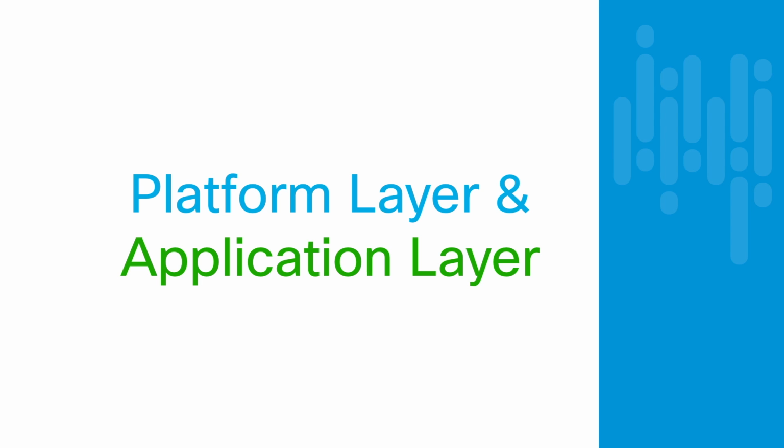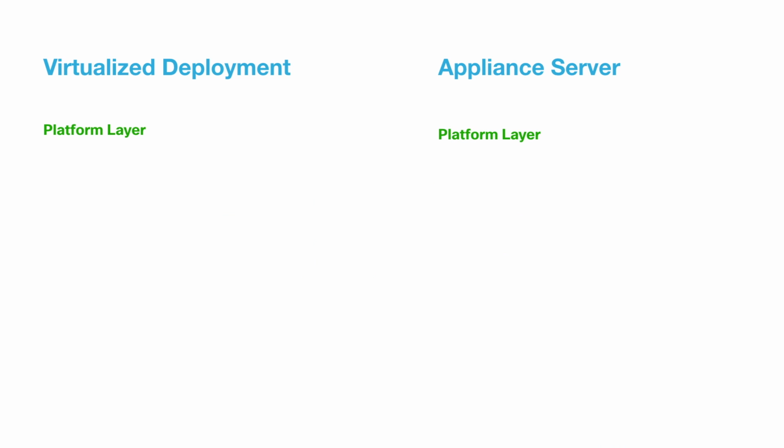Now, another important aspect of Cisco Meeting Server that you need to understand is that the Cisco Meeting Server is built with 2 layers. They have what's called a platform layer and an application layer. Okay, so let's talk about the platform layer first. The platform layer is available in both a virtualized deployment or on an appliance server deployment, okay? And either one is fine, but there are some important differences between these. So let's talk about that.